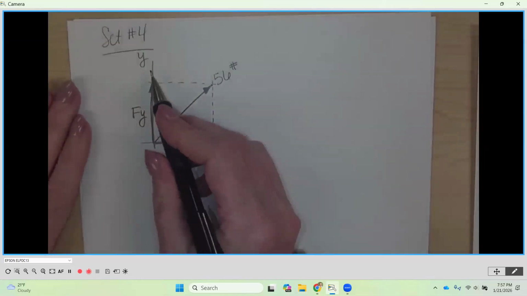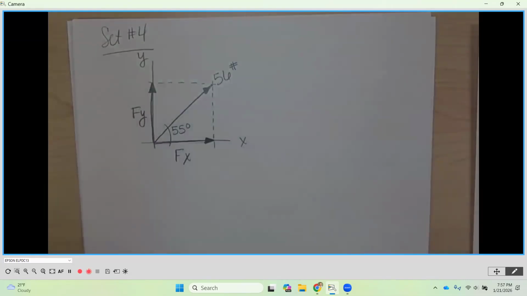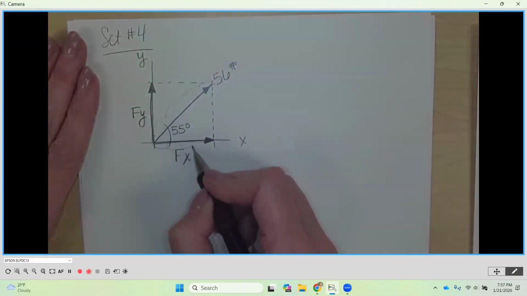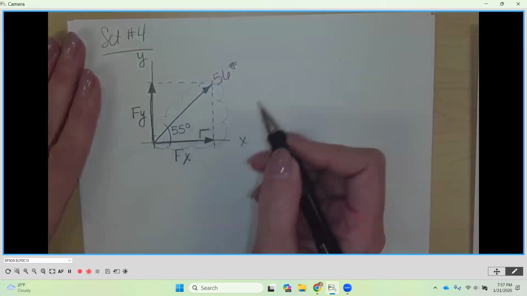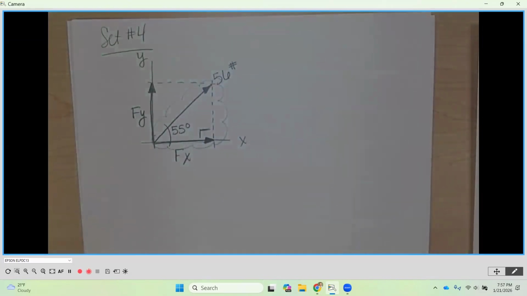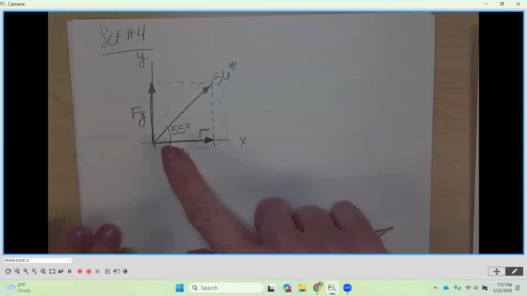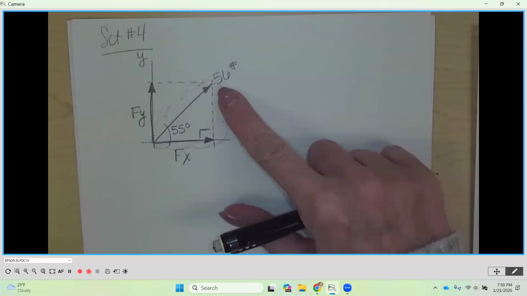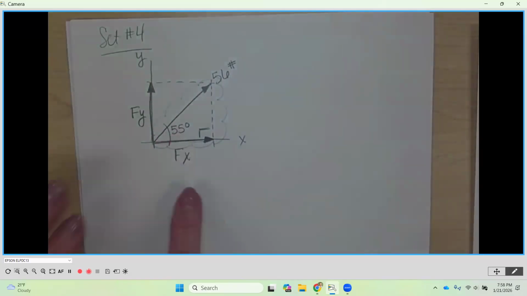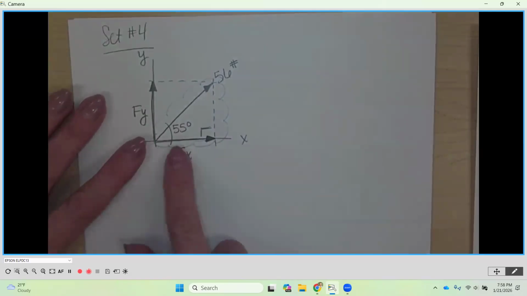Okay, now since we have a standard Cartesian coordinate system, we can look at this little section right here, right? This is a 90-degree angle. This is a right triangle, right? Okay, so we can use our right triangle trig to calculate these, right? Do you guys remember SOHCAHTOA, right? Okay, so sine, cosine, and tangent are what's available to us to solve for the unknown sides. So we know a hypotenuse, right? 56 pounds. We know an angle, and we're going to start with our x component. This is the side adjacent, right, to the angle.